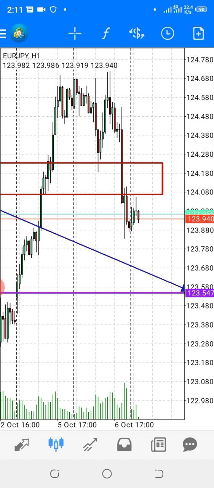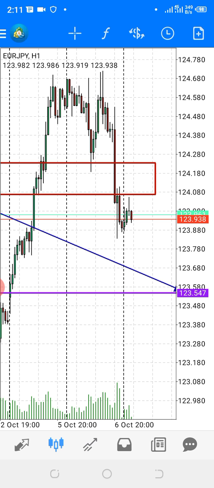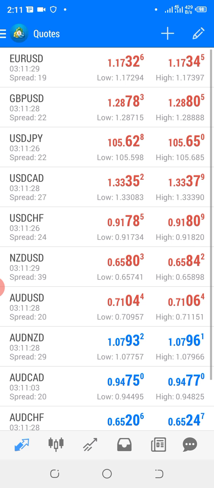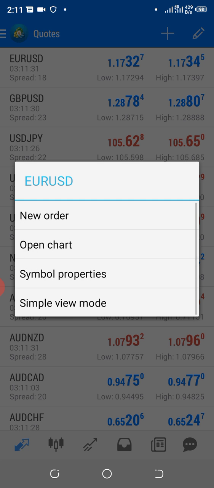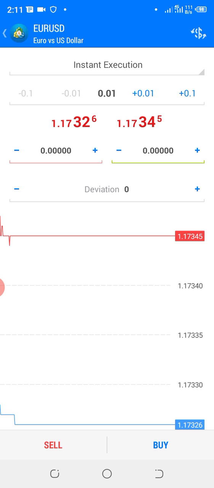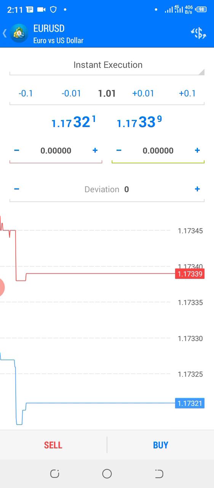Okay, I can see there's no trade here yet, so the free margin is still 3,000. However, if I want to open a trade, let me say Euro/USD, I click on new order, and then you see the lot size. This is 0.02, that's 2 micro lots, so I can change it to 0.01. I can also change it to 1 lot size.